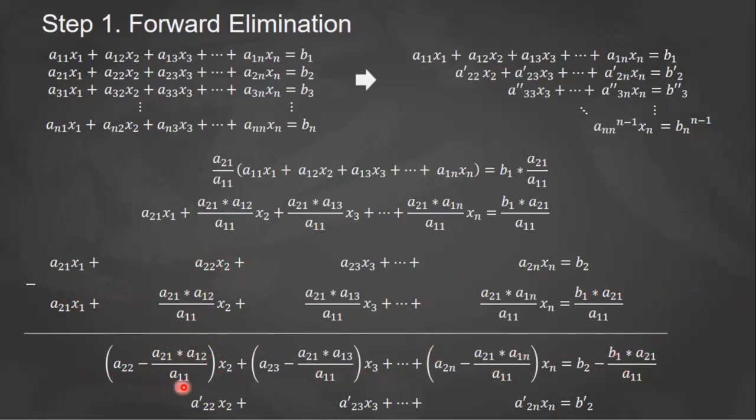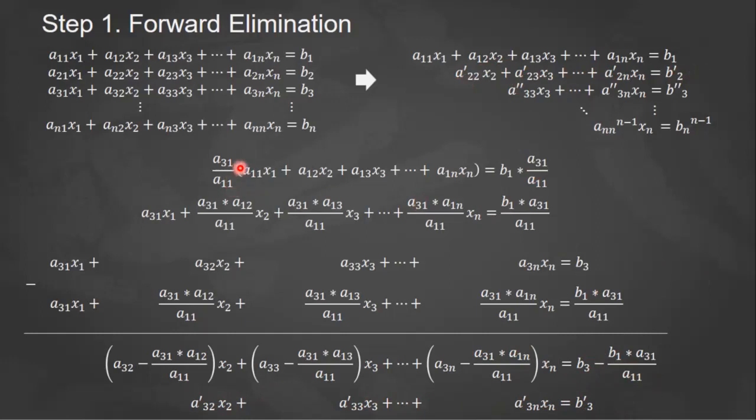Now, since it is tiring to write all of this, let's just represent that as a prime 22. Then this is a prime 23, then this is a prime 2n, then this is b prime 2, or you can also read it as b2 prime. So look, this is the new second equation. Then we continue.